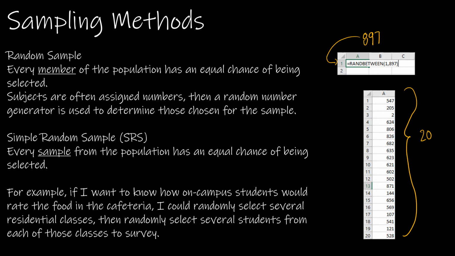Now, a simple random sample is similar, except we're looking now at every sample from the population as having an equal chance of being selected. For example, if I want to know how on-campus students would rate the food in the cafeteria, I could randomly select several residential classes, residential meaning that they meet on campus, and then randomly select several students from each of those classes to survey. That would be a simple random sample, because every class of students had the same chance of being selected.